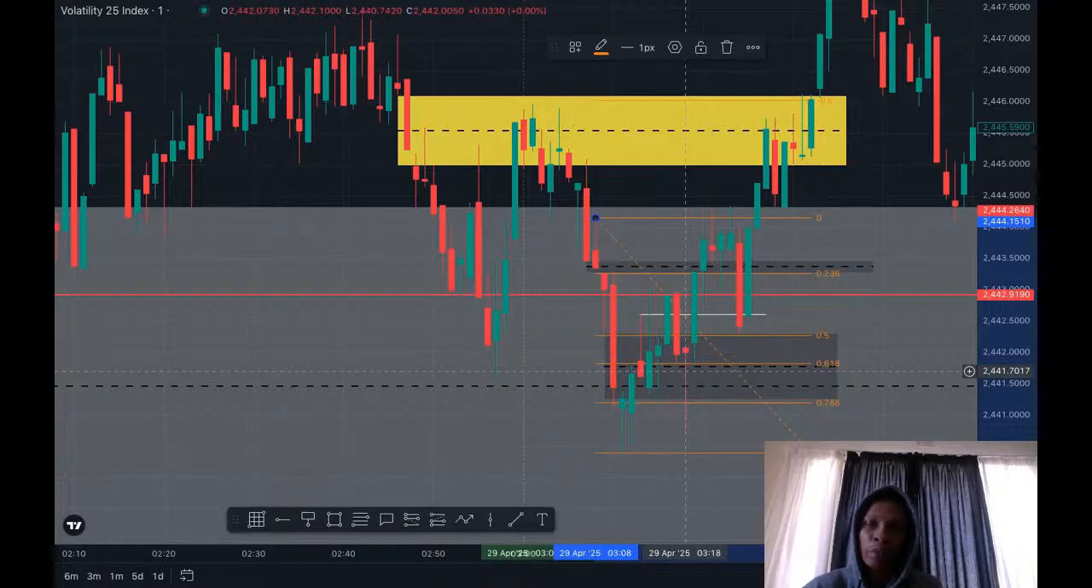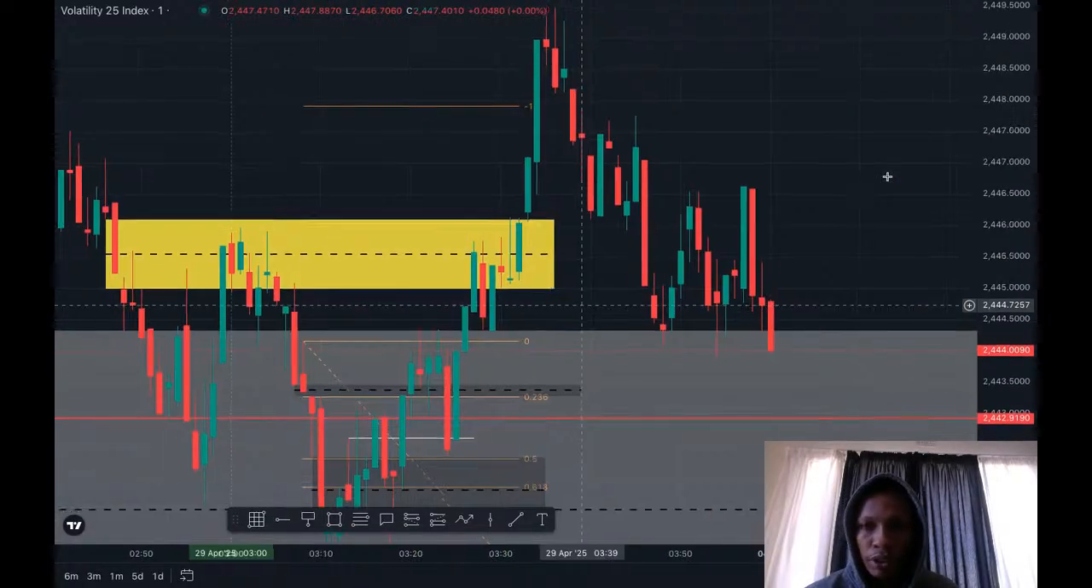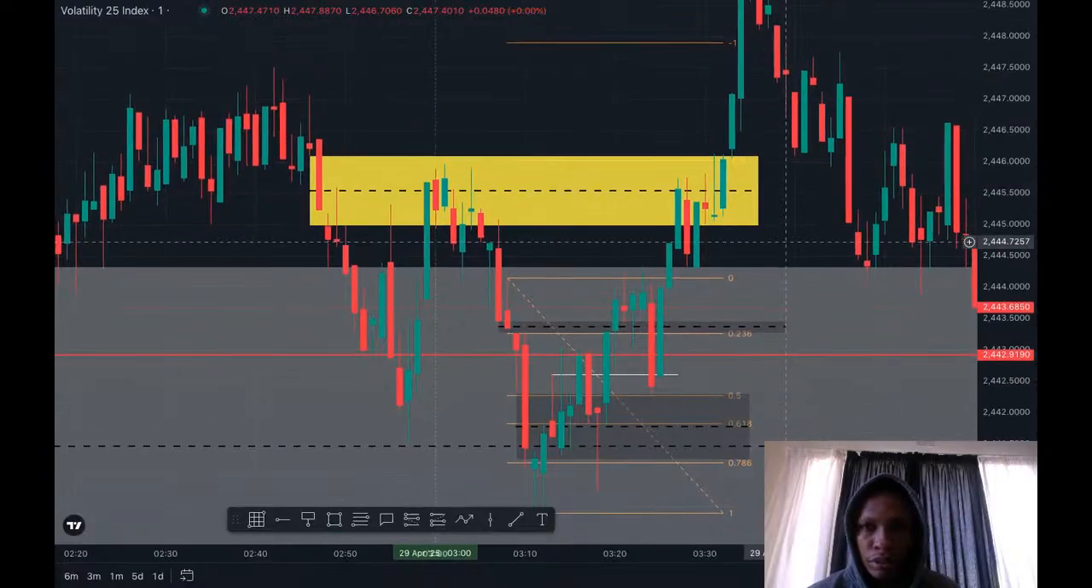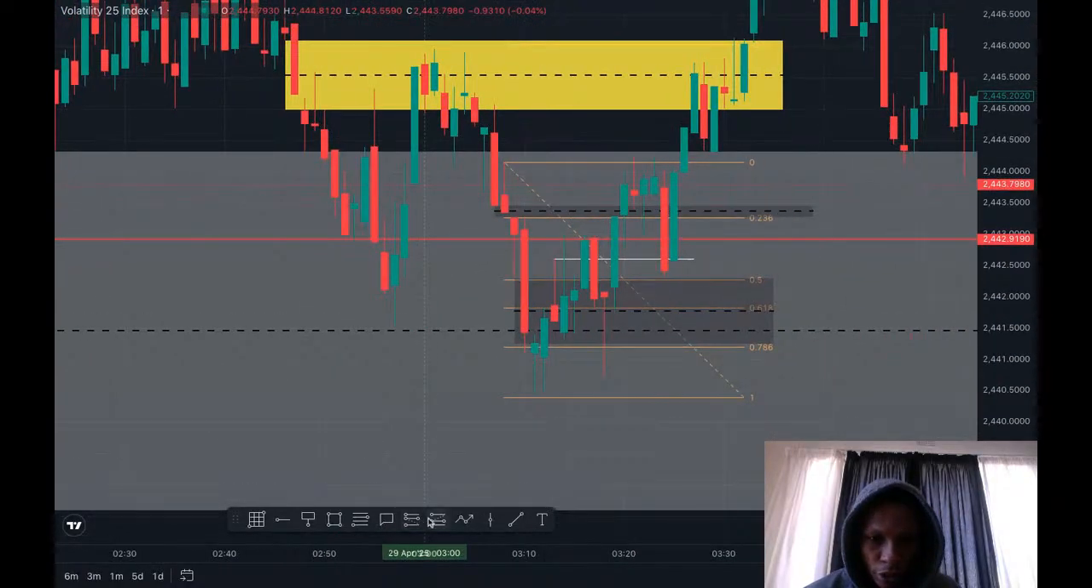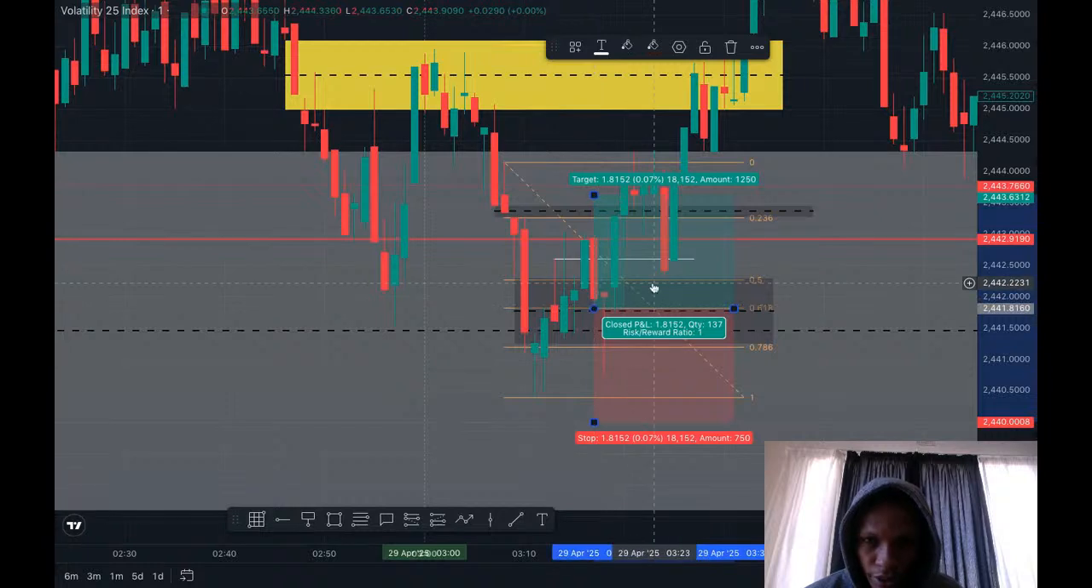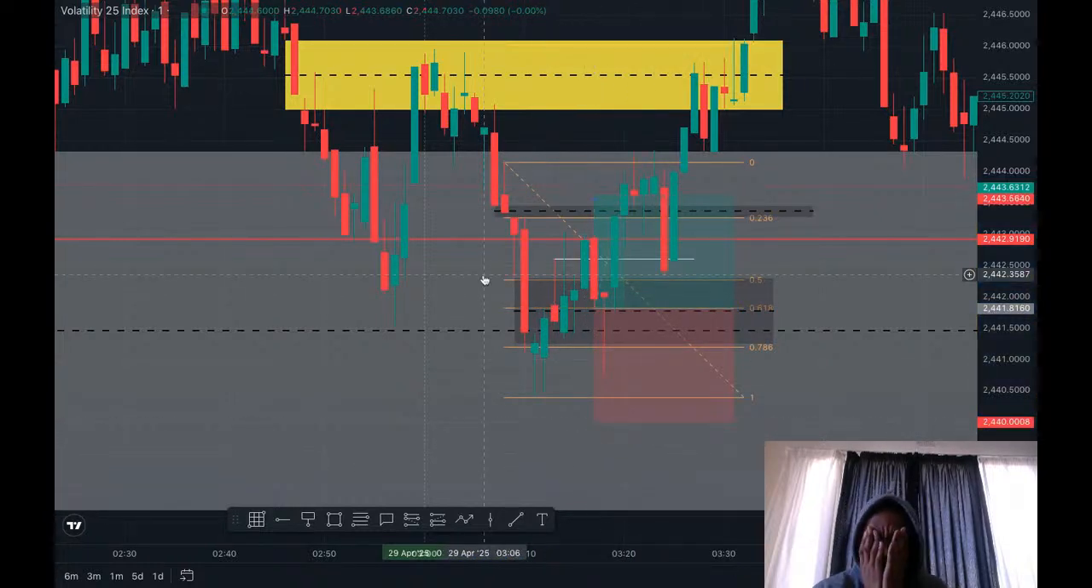Yeah, it's gonna give you 1.5 R, but if you just do more 0.786 level trades, yeah, it's a bit more like cherry picking and stuff. But yeah.